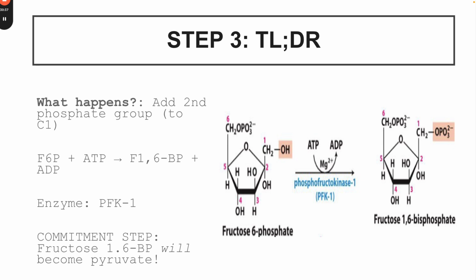Step 3. Okay. What happens? We add a second phosphate group to carbon 1. It's a very exergonic reaction because it's coupled with ATP hydrolysis. As we can see, we use ATP, so our reaction will be very exergonic. And the equation is fructose 6-phosphate plus ATP makes fructose 1,6-bisphosphate and ADP. And our enzyme is phosphofructokinase 1. So as we can see, we're using ATP again. We're going to have the name kinase in there. And this is the commitment step. So fructose 1,6-bisphosphate will become pyruvate.